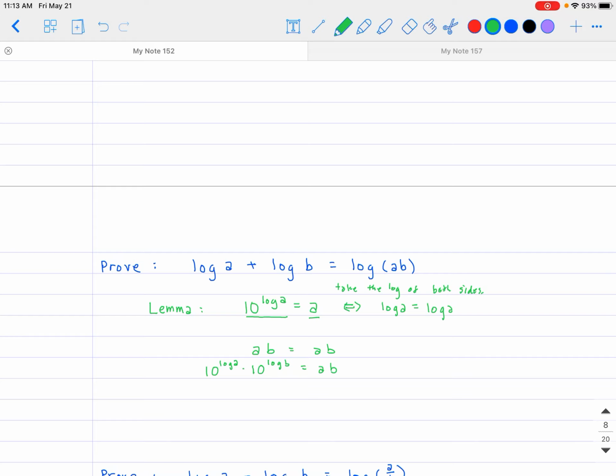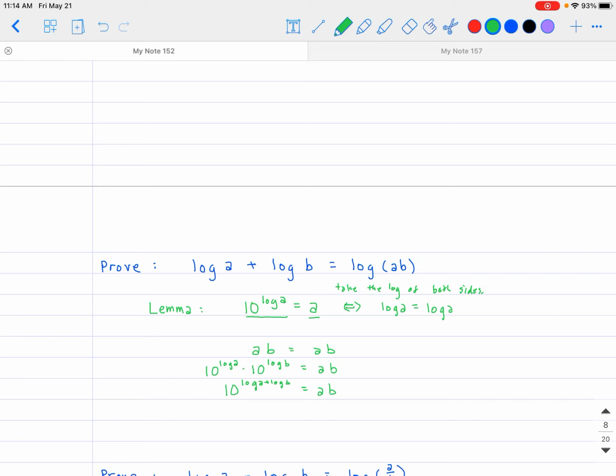On the left, you'll notice that I have an exponential setup where we have two terms that have the same base multiplied by each other. So what that means is I can add the exponents together because that's the property of exponents. So 10 raised to the power of log of a plus the log of b is then equal to a times b.